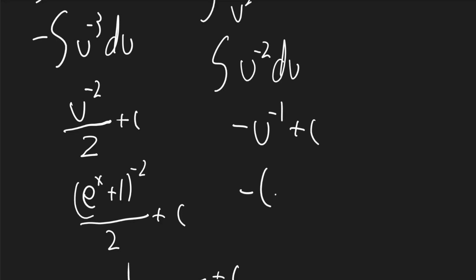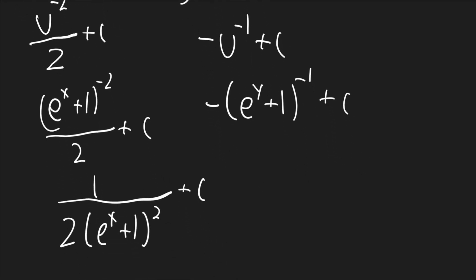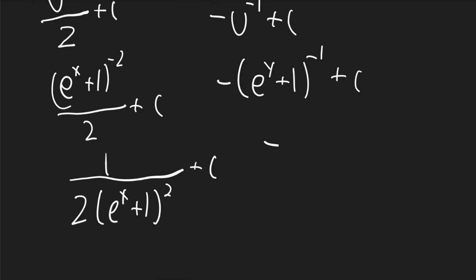So it'll be negative, and u is (e^y + 1) to the negative 1, and then plus c. And again, the term can be moved to the bottom, so it'll be negative 1 over e^y + 1 plus c. You can set these equal to each other, and you don't need the c on the right because it's redundant.